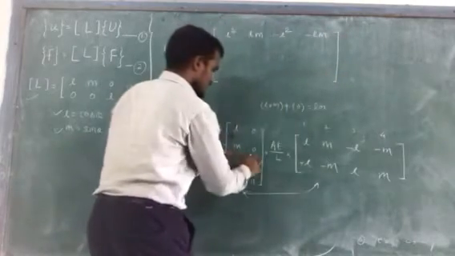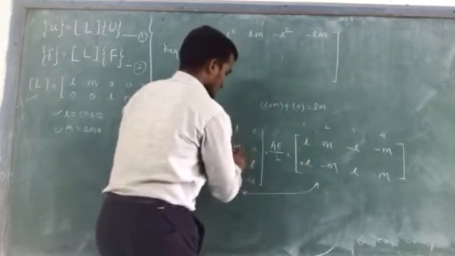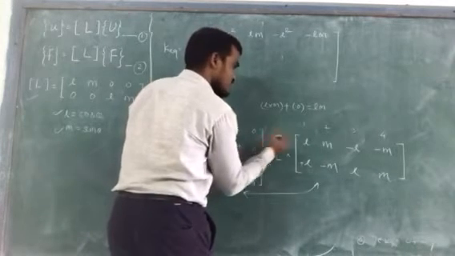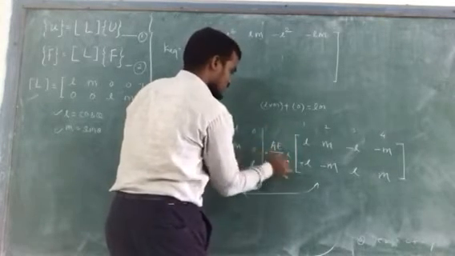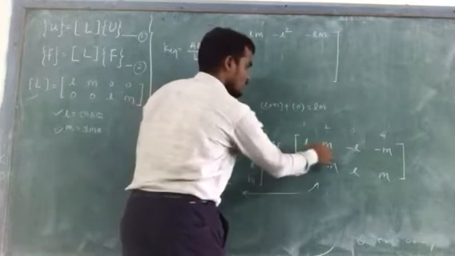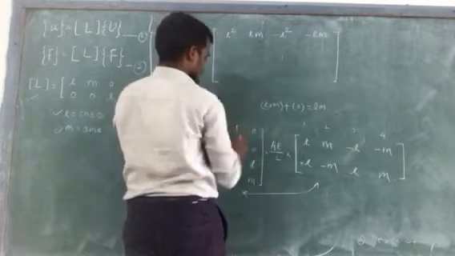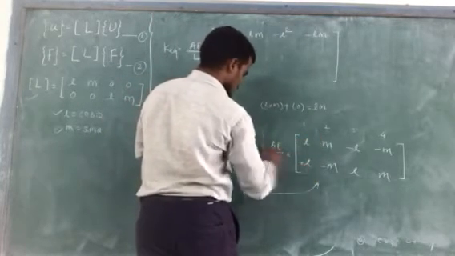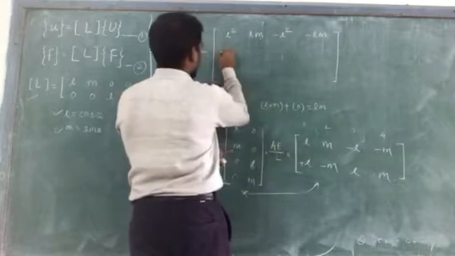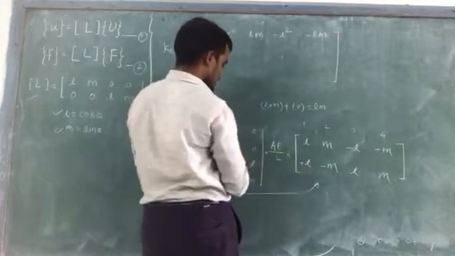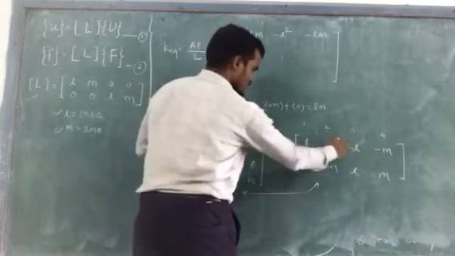Then second row into first column. M into, due to this 0 there will not be any effect for the second parameter. So M into M, this row into this column, so M into L, ML or LM. Due to this 0, there is no effect. This row into this column.